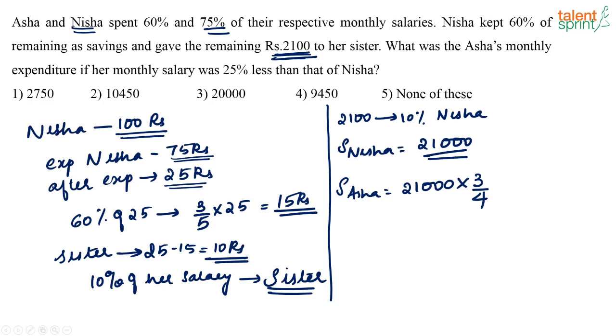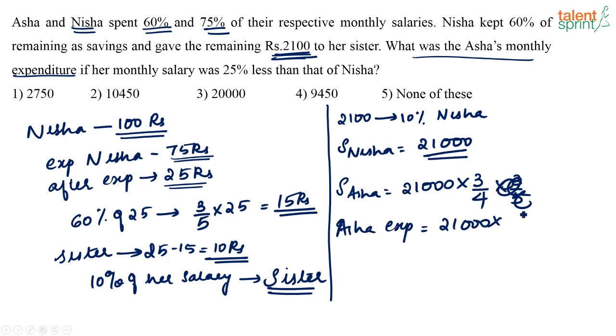Now what are they saying? What is Asha's monthly expenditure? So here Asha's salary is so much, and what are they saying? Asha is spending 60% of her salary, or 3/5 of her salary she is spending. So this is going to be Asha's monthly expenditure, right? So this is Asha's salary. Asha's expenditure is how much? 3/5 of her salary. 21,000 into 3 by 4 into 3 by 5. So when you solve this, you get the answer as 9450. I hope it is clear.